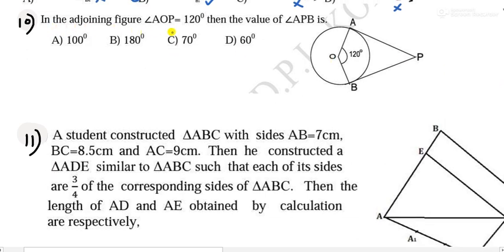So in the joining figure, AOB is 120. Actually, this is B, not P. Okay, AOB is 120. Then the value of APB is how much? If they have asked this, what will it be? This one should be 60, right? Option number D is the right one.